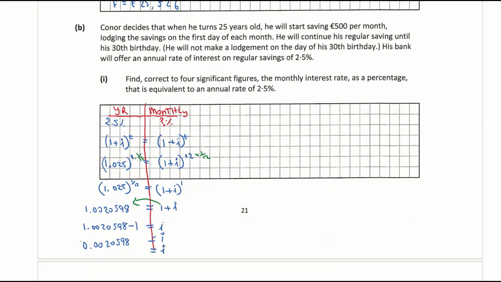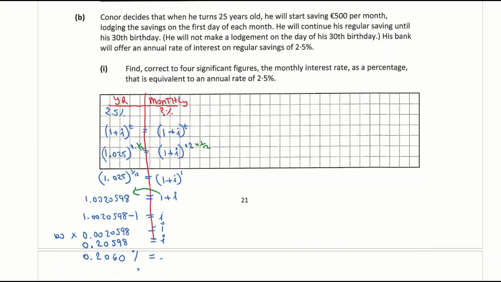And we want to turn that into a percentage. So multiplying it by 100 to turn it into a percentage, moving my decimal point 2 places. So my interest rate there would be 0.20598. And the question wanted, how many significant figures did it say? 4, wasn't it? So that would be 0.2060%. That would be my interest rate here.